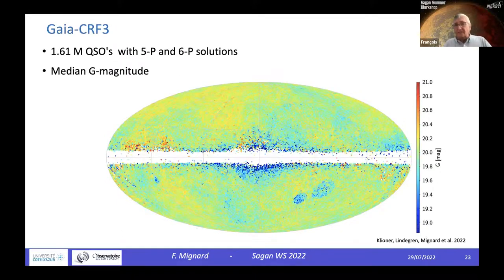This is the magnitude distribution. The average magnitude is close to 20. The median magnitude is close to 20. We go up to 21, again around the galactic plane, but the average is clear. But again, this is not perfectly homogeneous, and we hope to improve this systematic heterogeneity we can see here.